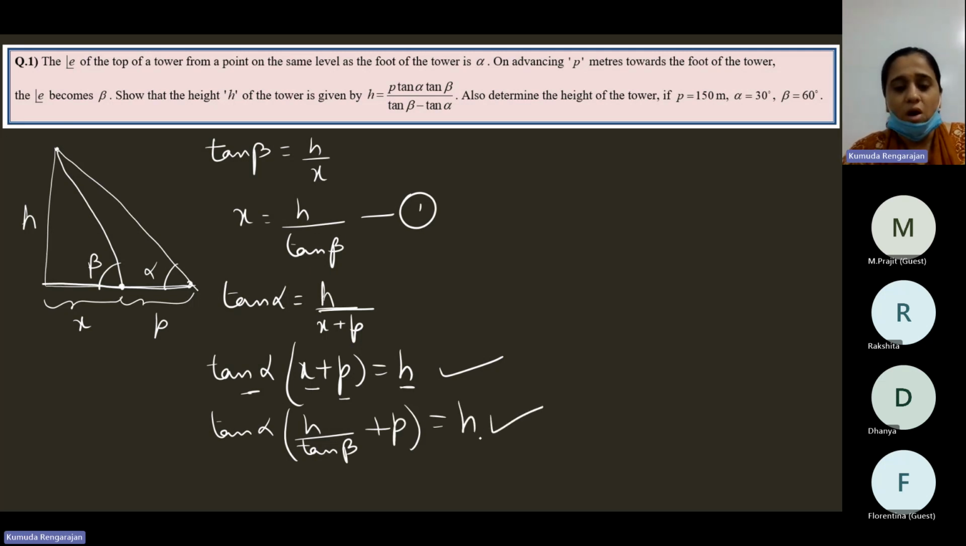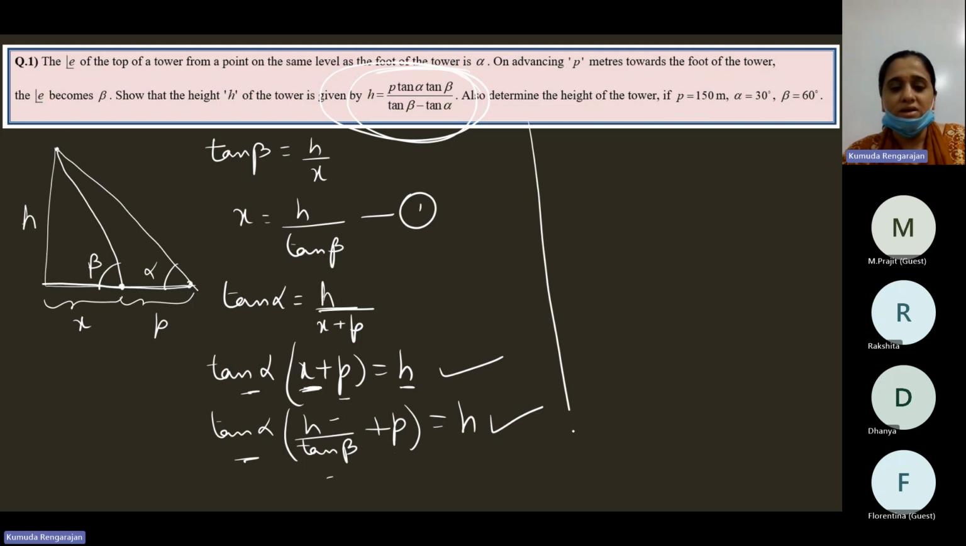Now look at this equation. All of this is in the final result. Yes or no? Yes, ma'am. So in the second equation, again, we have x, which is not found in the final result. So you want to replace that. You replace x with h by tan beta, which you got from the first one. Now you can see tan alpha, h, tan beta, p, h, all are in the final result. Now work this one.